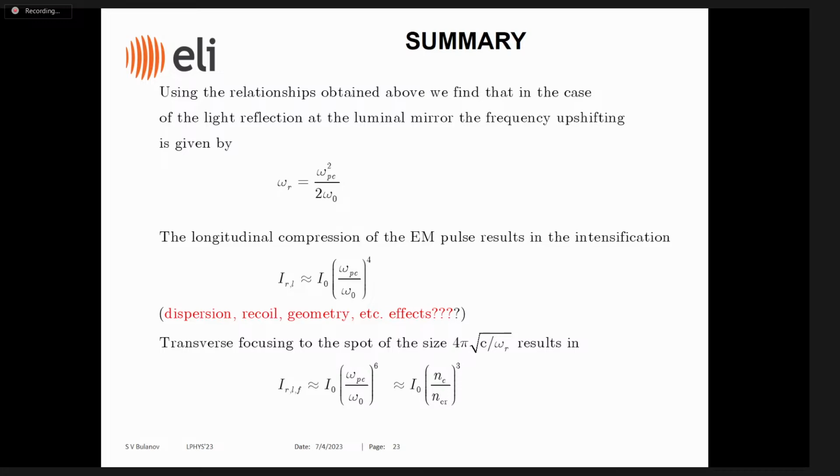And we have such a scaling, which is quite good and quite optimistic, that we can increase, for example, the density of electrons to 10 times or 100 times higher than critical density, which is possible. In this case, we can have intensification of many orders of magnitude and approach the Schwinger field, as we claim in our first paper on the mirrors together with Timur Esirkepov and Toshiki Tajima.